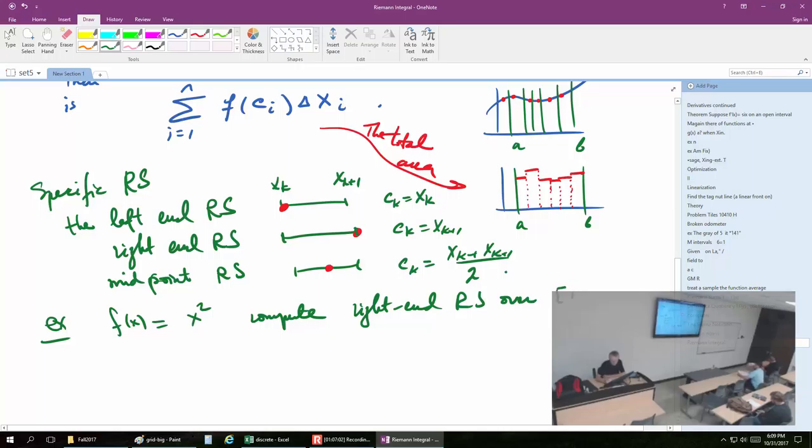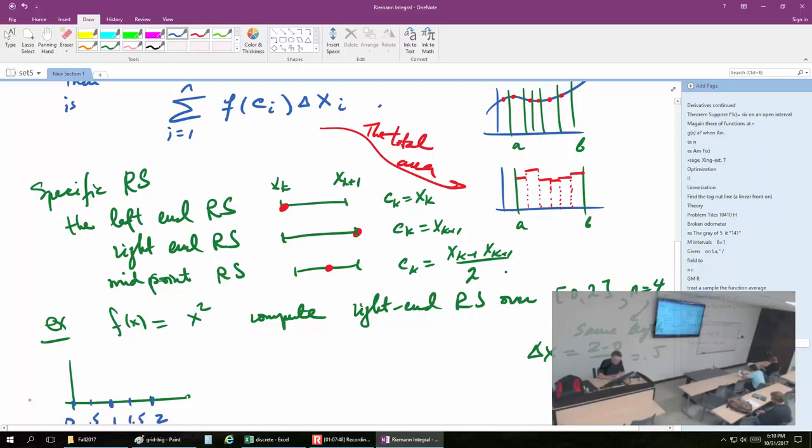Okay, so let me compute one. I have 2 minutes left. One of the simplest problems that you might encounter will be, say, f of x is equal to x squared. Compute the right end Riemann sum over the interval, say, 0 to 2. Okay, so a little picture certainly goes a long way. So I take my interval 0 to 2, and n equal to 4. Okay, so this is what makes it specific: the function, the interval, the number of intervals.